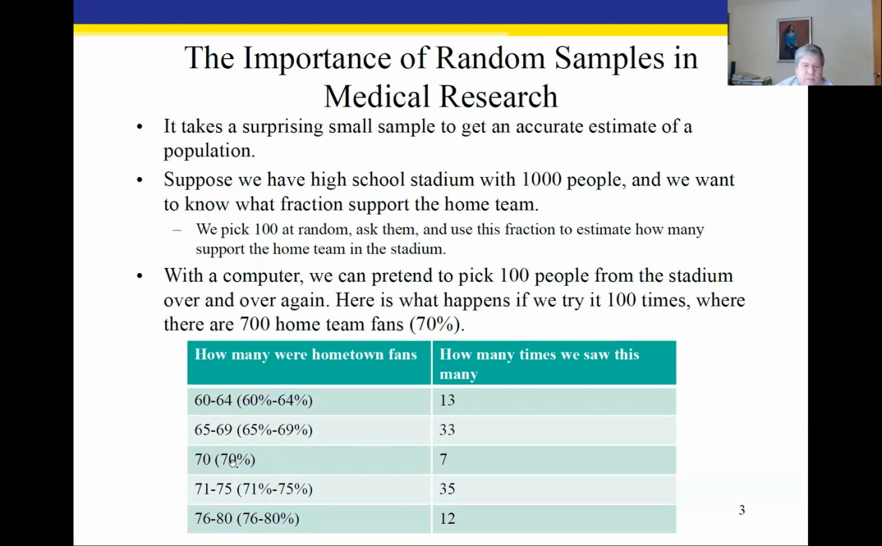The other thing that is implicit here is that we can figure out mathematically how accurate this estimate is. So we can say that about 95% of the time, that estimate will be within a certain percentage point difference of the true value. That's just a little example of what goes on when we have a random sample. And again, we're just picking 100 people at random out of 1,000.